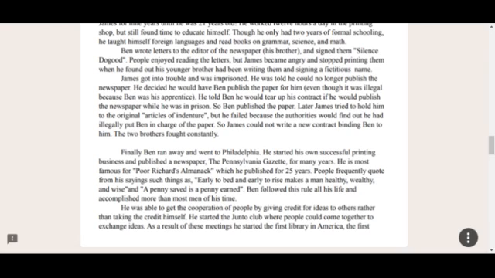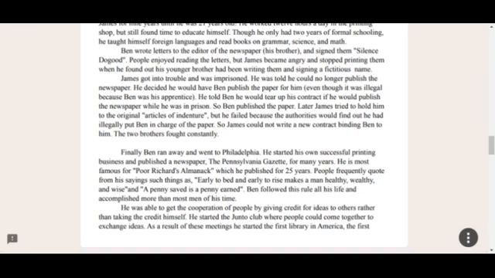Later, James tried to hold to the original articles of indenture, but he failed because the authorities could find that he had illegally put Ben in charge of the newspaper. So James could not write a new contract binding Ben to him. The two brothers fought constantly. Finally, Ben ran away and went to Philadelphia.